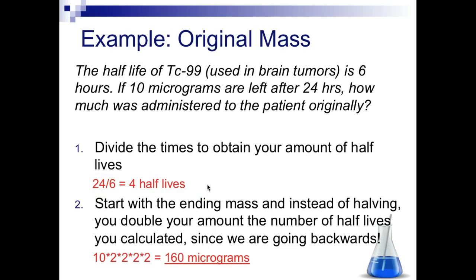So now we're going to start with our ending mass, and instead of halving, we are going to double your amount the number of half-lives you calculated. So this is how we're working backwards. Our ending mass was 10, and we have to double it 4 times. So that means we need to multiply it by 2, 4 times. So we do 10 times 2, that answer times 2, that answer times 2, that answer times 2, and we get 160 micrograms. So the patient was administered 160 micrograms at the beginning of the 24-hour period.